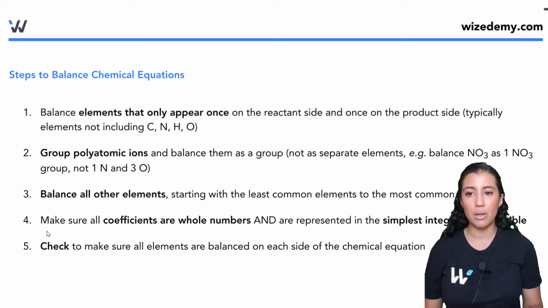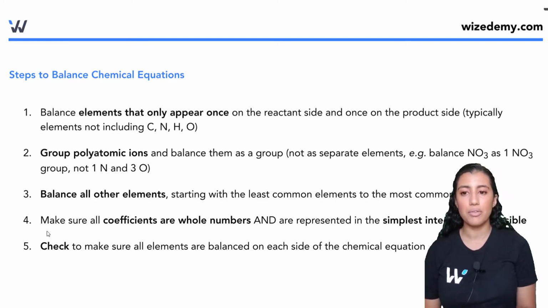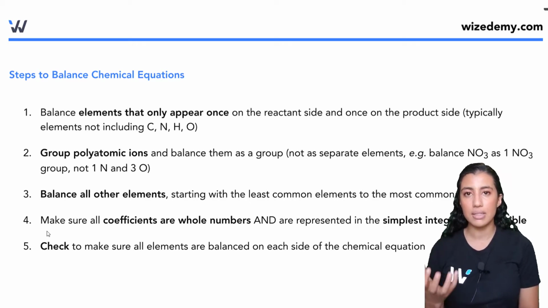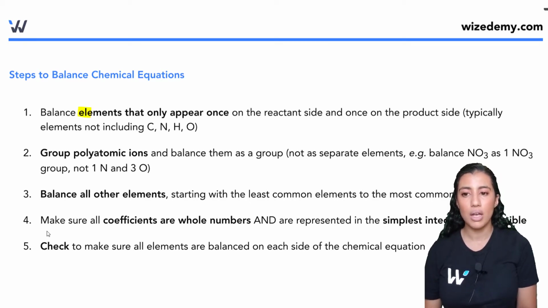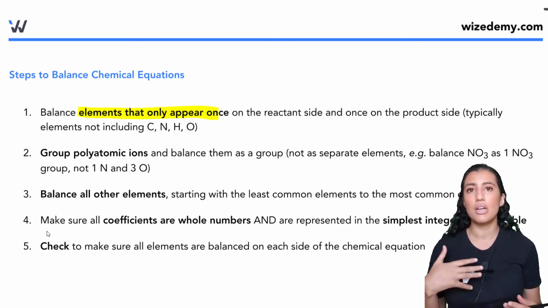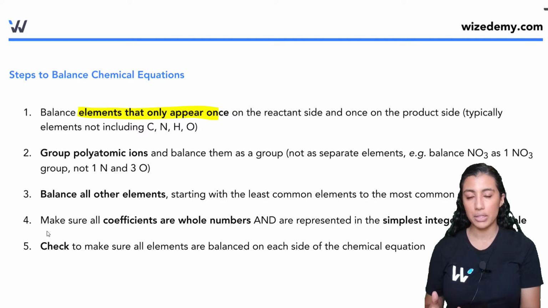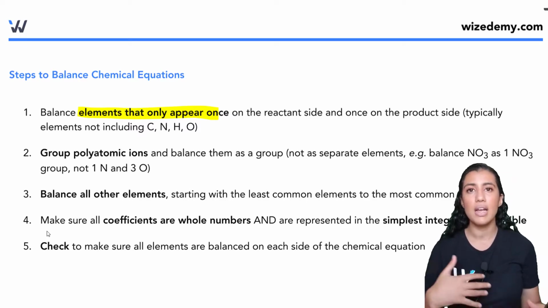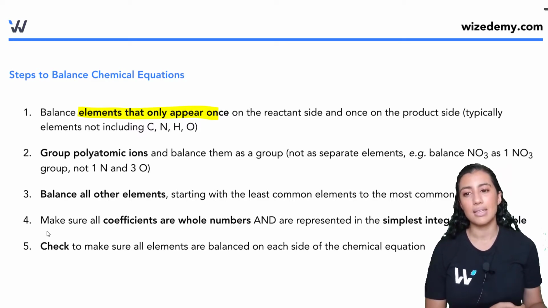So one thing I find helpful for more complicated problems that we'll look at soon is to try to balance the element that only appears once on both the reactant side and the product side. So for example, let's say you see a chlorine atom. It just appears once on the left side and once on the right side. Start with that chlorine atom. It's not a very common atom, so starting with that would make it easier. And we don't want to start with something like oxygen or hydrogen, since there's going to be so many of them, and that's usually going to be the thing we balance last.